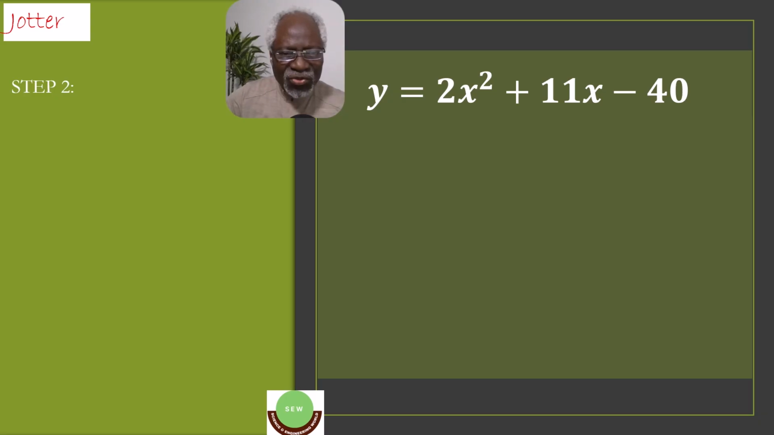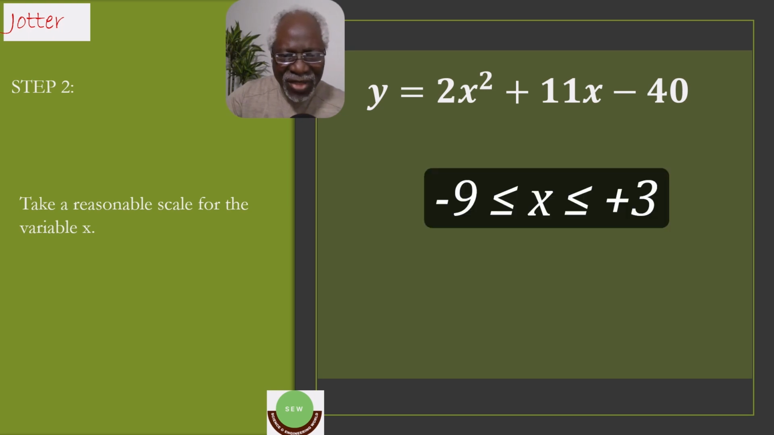In step 2, we want to take a reasonable scale. For now, let's take a scale of x to be between -9 and +5. I will give a more explanation on this before the end of this presentation.